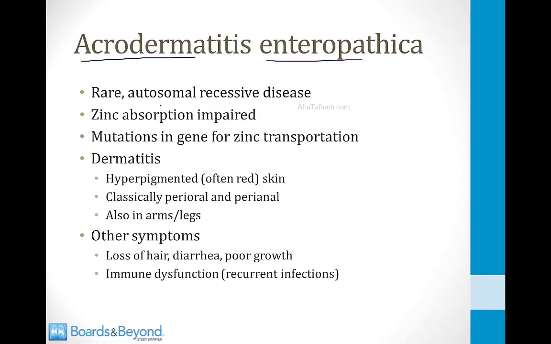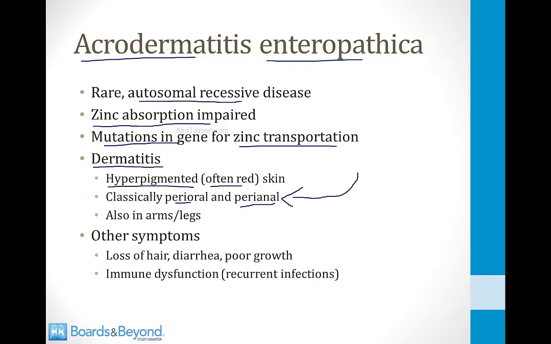Acrodermatitis enteropathica is a rare autosomal recessive disease in which zinc absorption is impaired. It's caused by mutations in genes that encode for proteins that are necessary for zinc transportation. Children born with this condition develop a characteristic dermatitis. They have hyperpigmented skin that is often red. Classically, it's in the perioral or perianal region. You can Google this online and see pictures of children who have this condition. They also get the dermatitis in their arms and legs. And then they have other symptoms from the zinc deficiency. This includes loss of hair, diarrhea, and poor growth. And they can have immune dysfunction that manifests as recurrent infections.